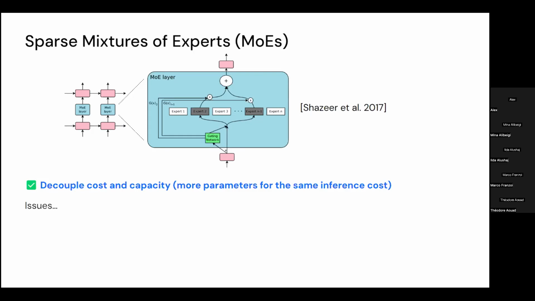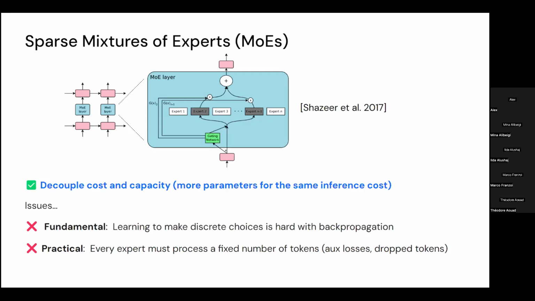However, there's a number of issues with the well-established sparse MoE recipe. The fundamental issue arises from the fact that you have to make these hard routing decisions as to which parameters to send each token to. And it's difficult to train these discrete decisions with backpropagation. This results in practical challenges when it comes to training these models.